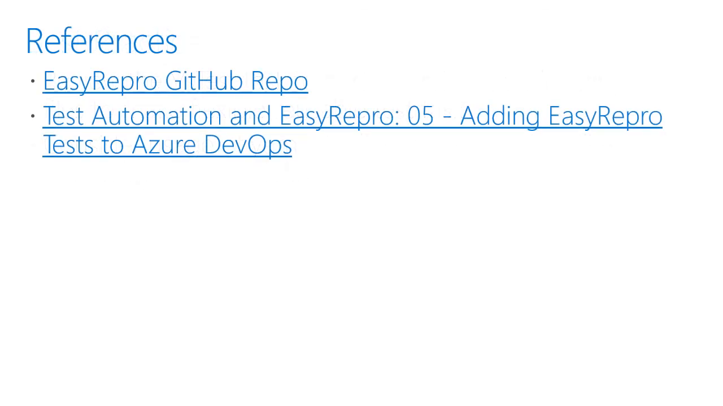Finally, we'll leave with some references, including the EasyRepro GitHub repository and the blog post, Test Automation in EasyRepro, adding EasyRepro test to Azure DevOps, which goes into creating the same build pipeline we did, as well as talking through some of the test results artifacts.